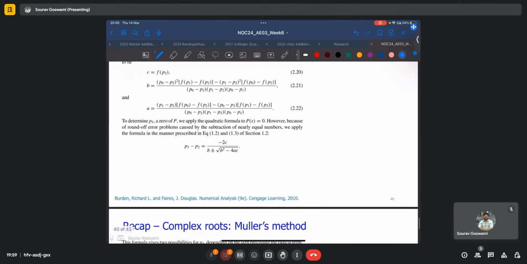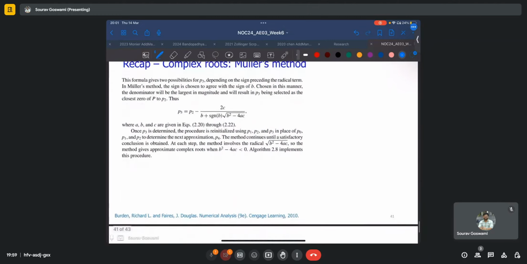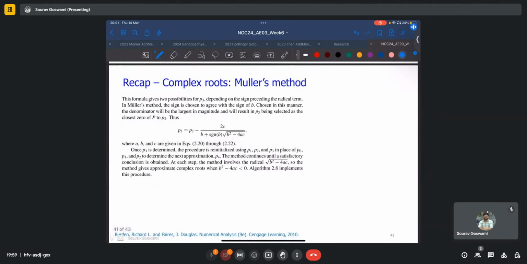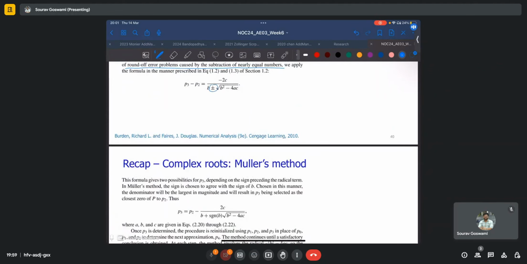And to determine p3, a zero of P, we apply the quadratic formula to P(x) equal to 0. However, like we discussed, round-off error problems are caused by subtraction of nearly equal numbers, so we apply the formula in a manner prescribed in some section of the textbook, where p3 minus p2 is taken equal to minus 2c divided by b plus or minus the square root of b squared minus 4ac. And this formula then gives two possibilities for p3 depending on the sign preceding the radical term. So we have a plus or minus sign here.